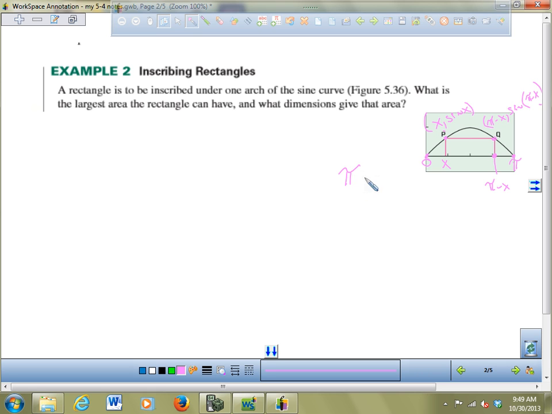Yes, pi minus x, b minus a, right? Pi minus x minus x. To find this length right here is going to be pi minus 2x. Connor said that. Pi minus 2x is the width of this rectangle. What's the height of this rectangle?